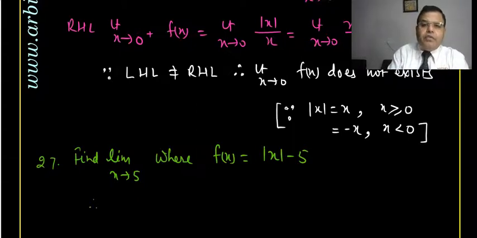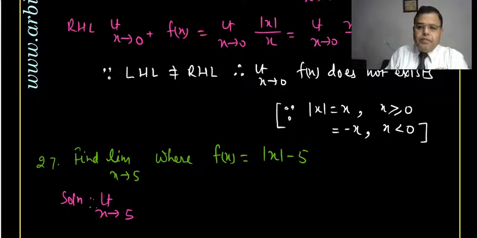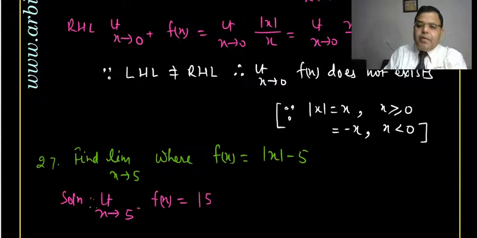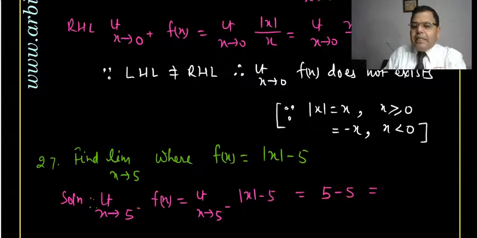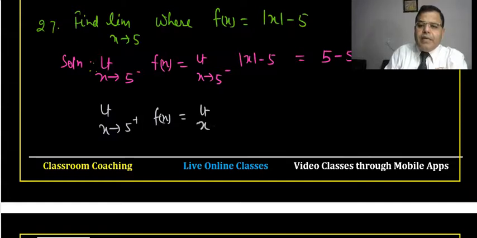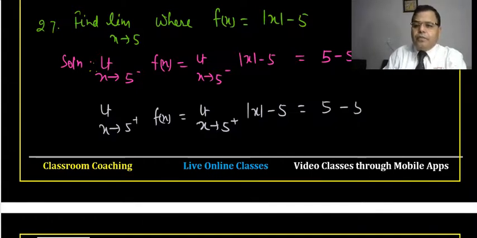So what will happen in the solution? We can write the solution: limit x tends to 5 minus, that is the left hand limit, f(x). It will be slightly lesser than 5, but it will also be positive. So we can write it like limit x tends to 5 minus, mod x minus 5. In that case this will be 5 minus 5, and that will be 0. Even RHL you can calculate: when we talk about x tends to 5 plus f(x), means slightly more than 5, in that case it will also be positive, and therefore it will come out as x, put x equal to 5 here, and 5 minus 5 is 0. So this is also 0.